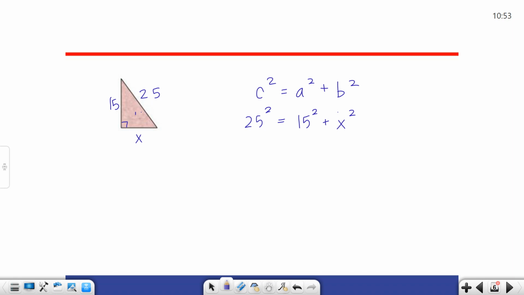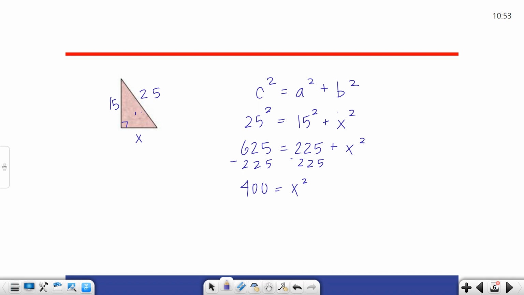Okay, so 25 squared, I think is 625, but let's double check it. 625. 15 squared is 225 plus x squared. Okay, so to solve this out, I'll move the 225 to the other side, and I get that 400 equals x squared.